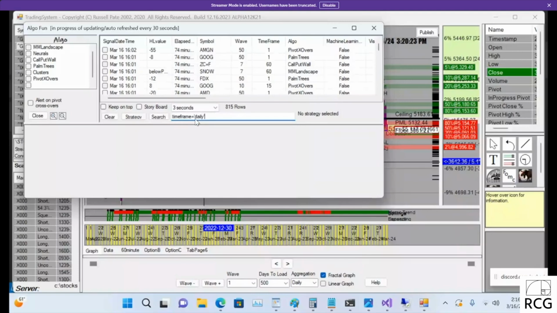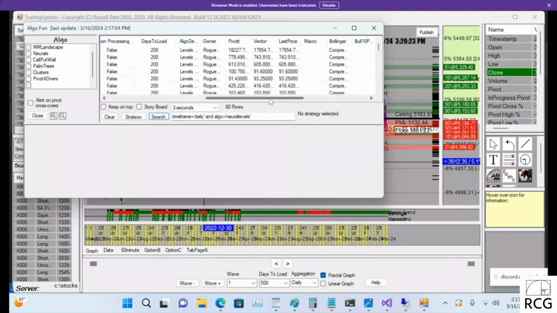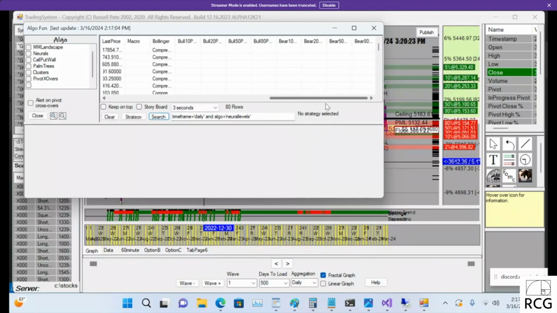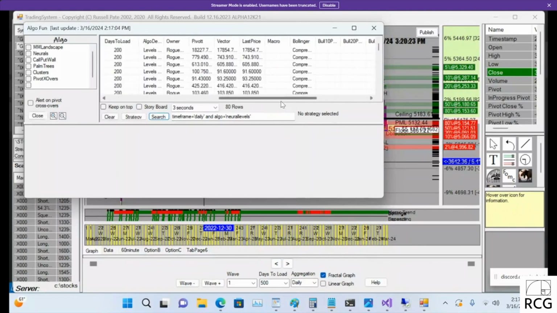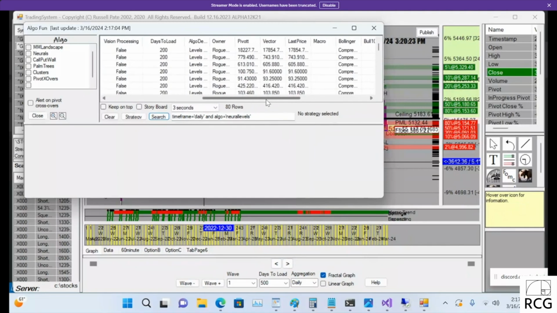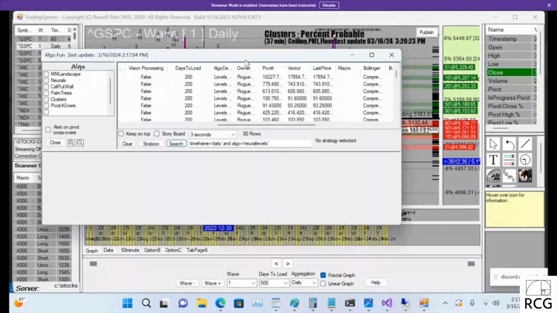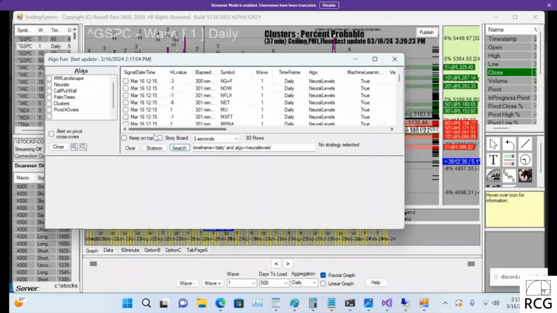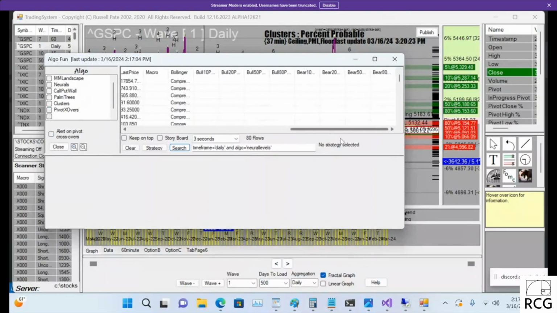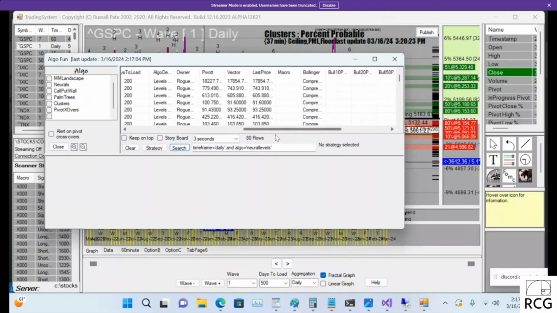So for the ones that are touching the daily neural levels, this is an opportunity where it's touching neural on the daily. You could play it. Yeah, I think when I put the neural levels in here, let's see if it has the levels. Yeah, I think I need to add the levels. I don't think the neural levels came over.